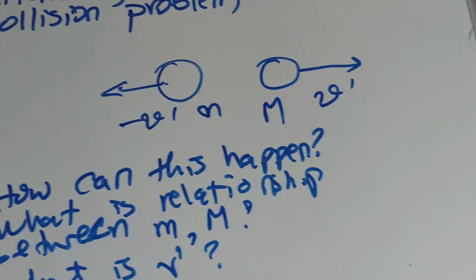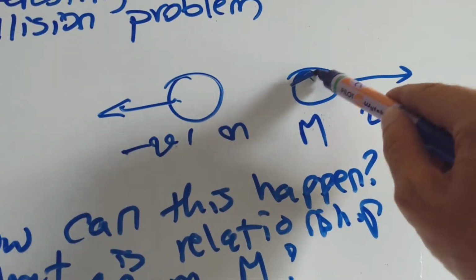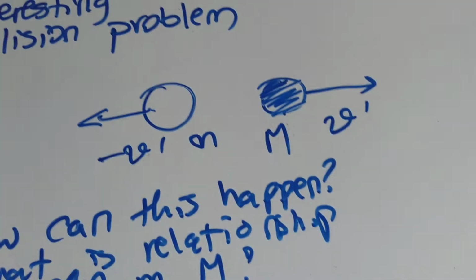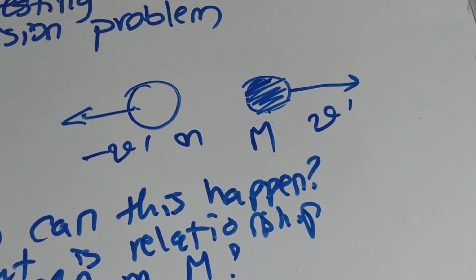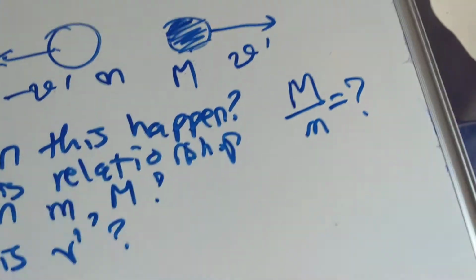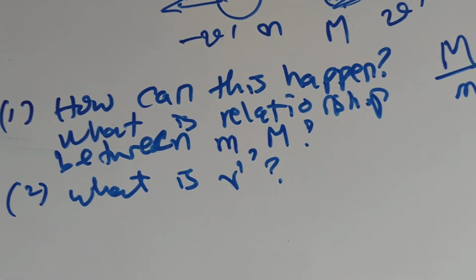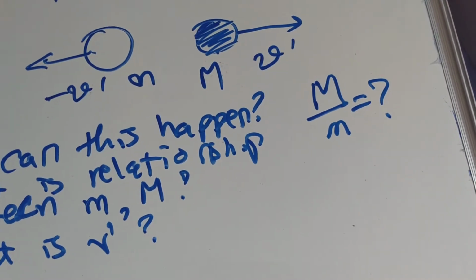Now, if you think about this, this ball is kind of reflected off that one. So I think it's pretty clear that this one's going to be heavier. How much heavier? Well, we have to calculate this kind of ratio, big M over little m. And that's going to tell us the answer to part one. How can this happen? Well, once we know big M over little m, we kind of know.